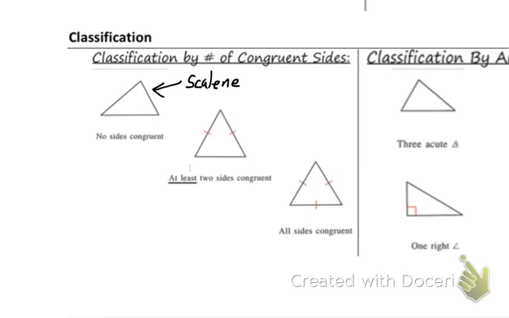If I have at least 2 sides congruent, it is going to be isosceles. And finally, if every single side is congruent, does anyone know this one? Seemed like last year, yeah. Equilateral.